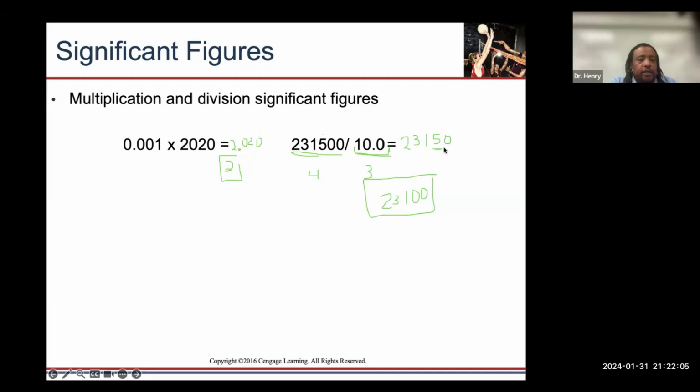Are there any questions? Now, sig figs are going to be something that you guys are going to be using throughout the entire semester.